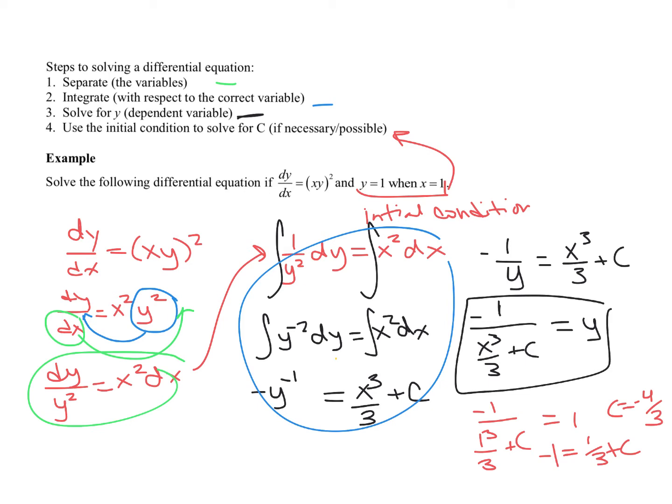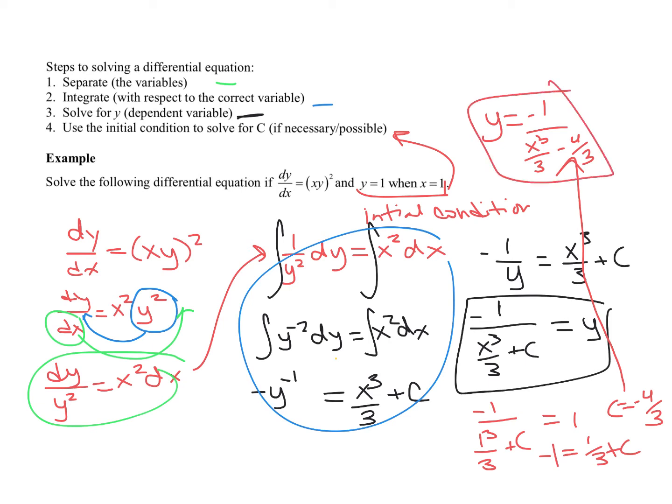My final answer is not c equals negative 4/3. My final answer is going to be that y equals negative 1 over (x cubed over 3) minus 4/3. If you want to make this look a little bit nicer, this is an acceptable answer. You would get full credit for that. You can, however, if you want to make it look nicer, multiply the entire right side by 3 over 3, which would give you negative 3 over x cubed minus 4. So that's the answer for this one.